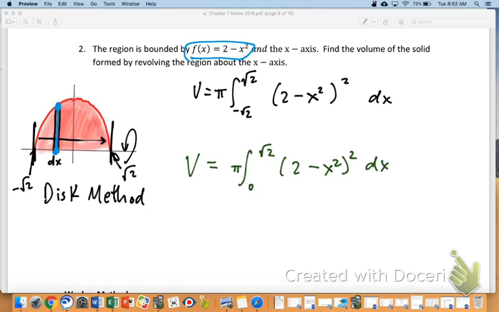Oh, the symmetry. Did you notice? I'm sure you did, that this right half is exactly the same size and shape as the left half. So why not start at 0, just go out there to root 2, and then double the result? What would be wrong with that? Nothing. That would be perfectly good. And why would you do that? What would be kind of a side benefit?